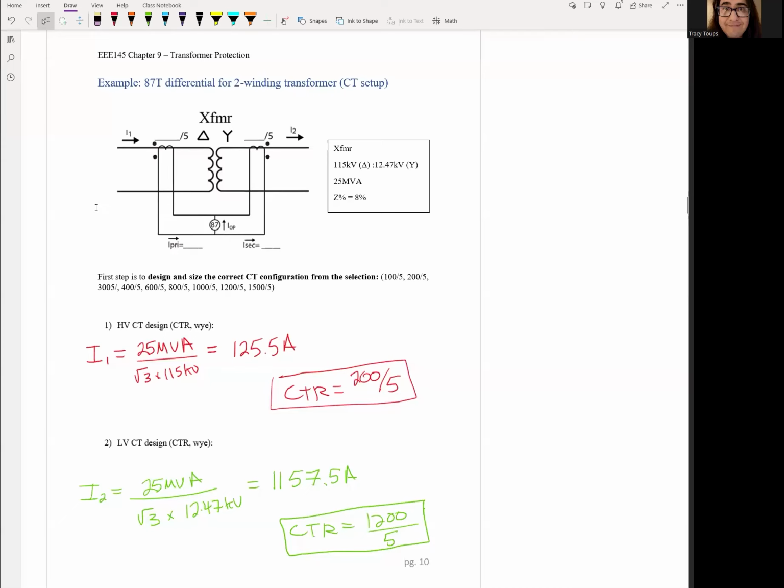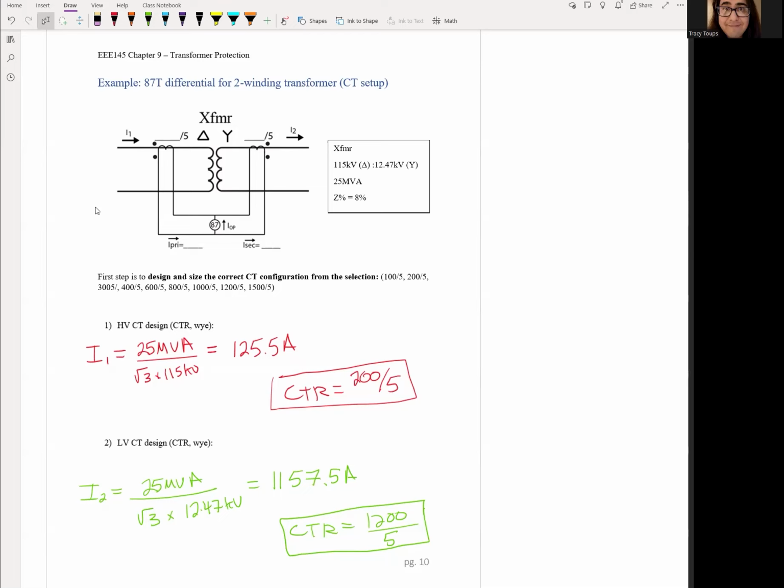Okay, welcome back. So let's go ahead and check out this differential design problem we had. Remember we said that we need to find a high voltage CT side. Here we have I1, which is a low current, 25 MVA divided by square root 3 times 115 kV voltage. This is equal to 125.5 amps. Unfortunately, we don't have anything that close to 125, so we have to stick to a 200:5 CT.